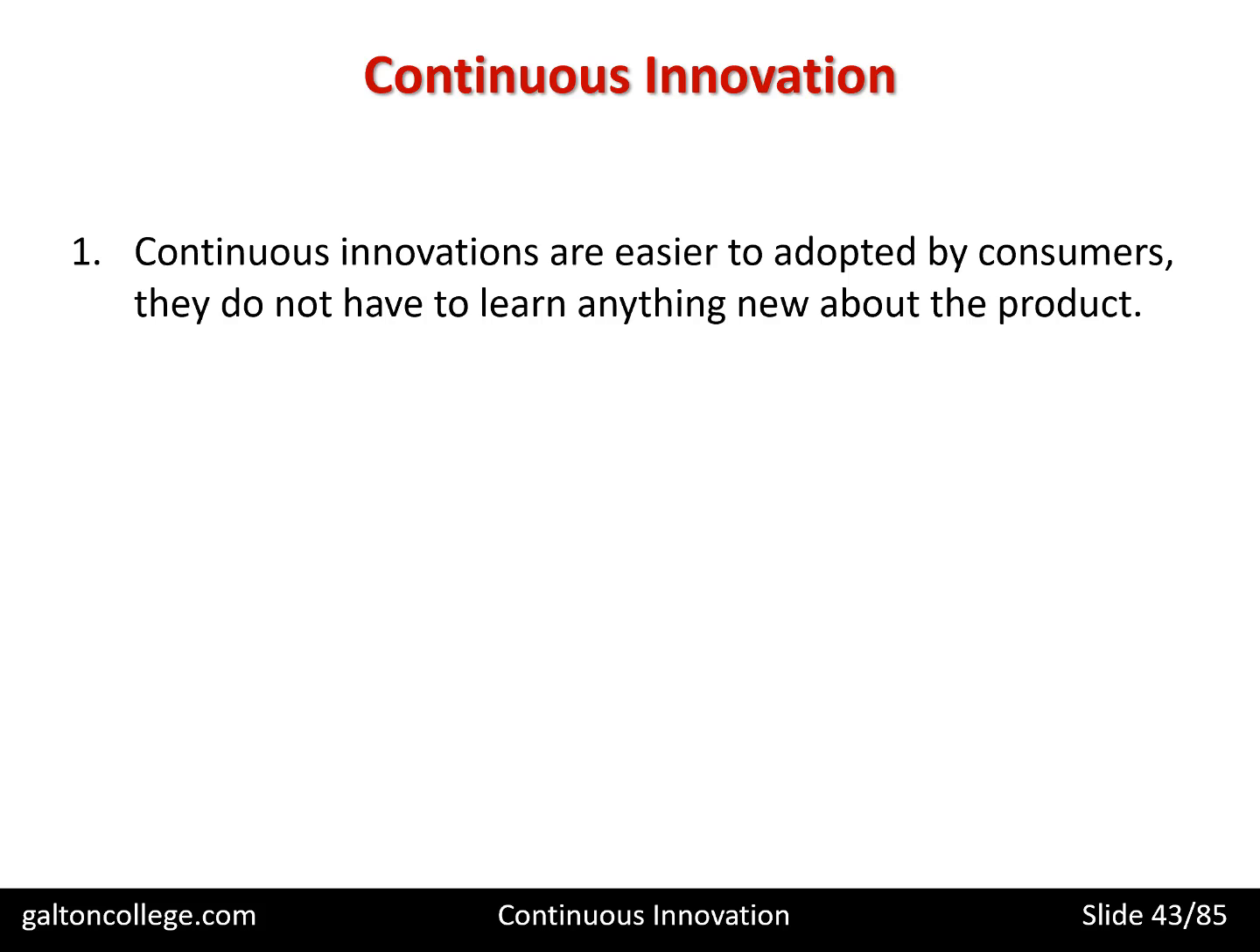Continuous innovations are easier to adopt by consumers. They do not have to learn anything new about the product. And that's essentially true. If we consider the iPhone again as an example, every year thereabouts, Apple bring out updates to the phone. So users may have to learn something slightly new, but not a lot. Once they've got an iPhone and learned how to use it, there may be slight changes in how the phone is used. But then it's not a big task to learn those changes.